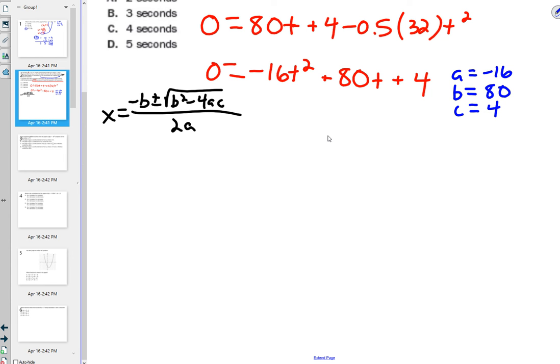As long as you have a 0 on the other side, which we do, if you want to avoid this being negative, which you can still get away with, and I'll show you that it works with the quadratic formula. But if you want to avoid that being negative, you can change the 16 to positive, but then you have to change all the other signs too. You're allowed to do that. I can make the 16 positive if I make the 80 negative and the 4 negative.